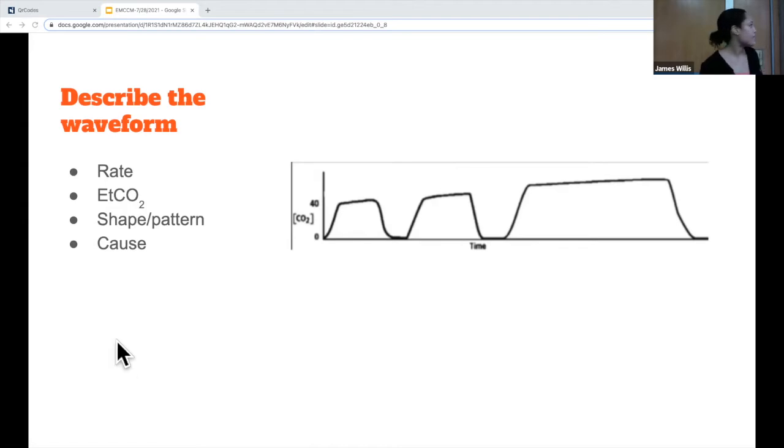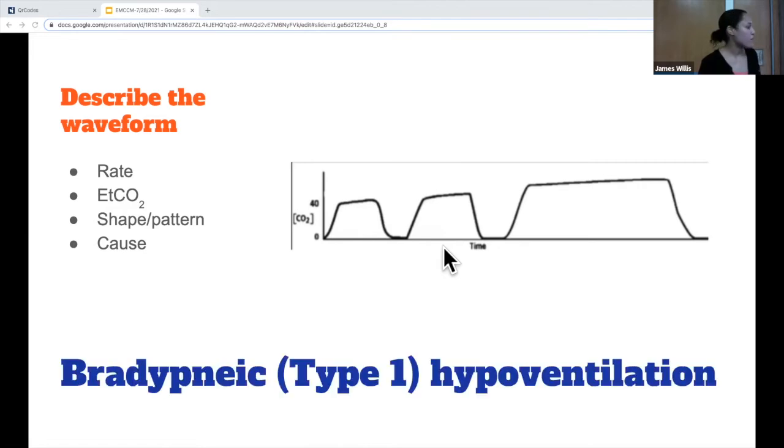So longer expiratory phases, which correlates with a slowing of the respiratory rate, as well as a rising end tidal CO2. Remember, this is your end tidal CO2, this peak, and it's slowly rising over time. The shapes look pretty good, right? They look pretty much like the one that we looked at before. So this is what we call a type 1 hypoventilation, or a bradypneic hypoventilation: decreasing respiratory rate, increasing end tidal CO2, and prolonged alveolar phase. This is like your opioid oversedation. Makes sense? Okay.